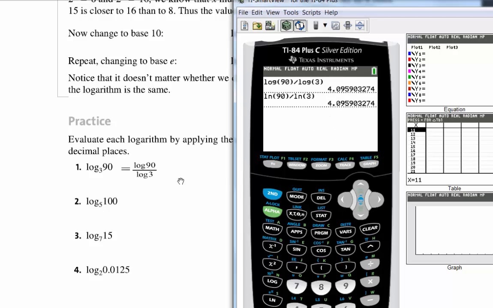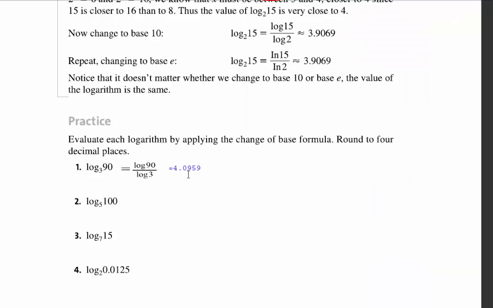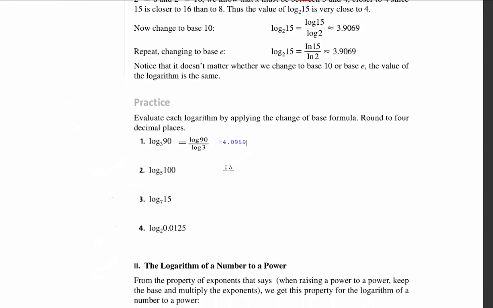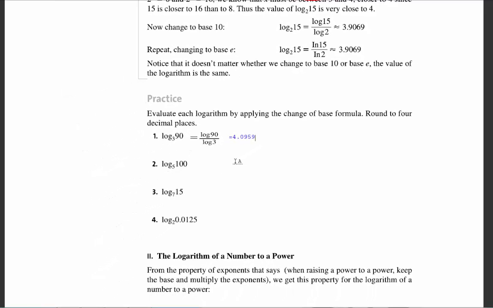Okay, so we've changed this from base 3 to base 10, and we did it again, base 3 to base e, and we got the same result. And here's my answer. It does say go 4 decimal places. All right, so again, try 2 and 3 on your own, and we'll compare notes.